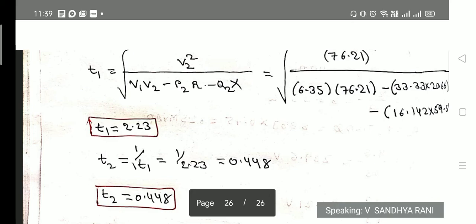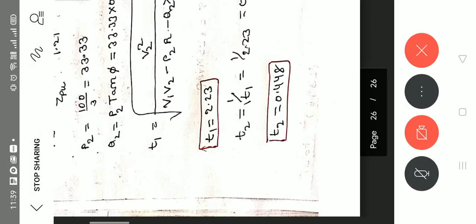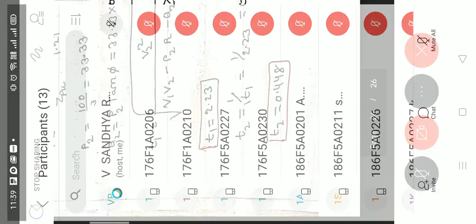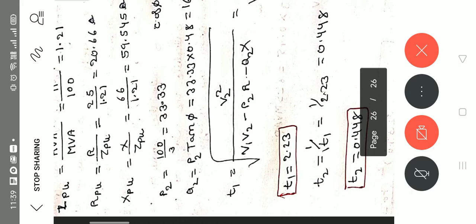Is it clear to all of you? All of you clear with the second unit?